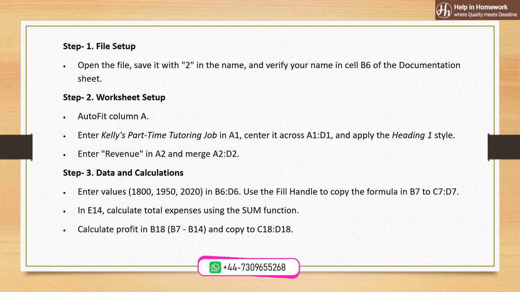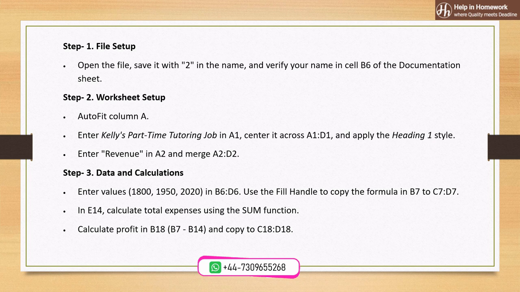Step 1. File Setup. Open the file, save it with 2 in the name, and verify your name in cell B6 of the documentation sheet. Step 2. Worksheet Setup. Auto-fit column A. Enter Kelly's part-time tutoring job in A1, center it across A1 to D1, and apply the Heading 1 style. Enter revenue in A2 and merge A2 to D2.